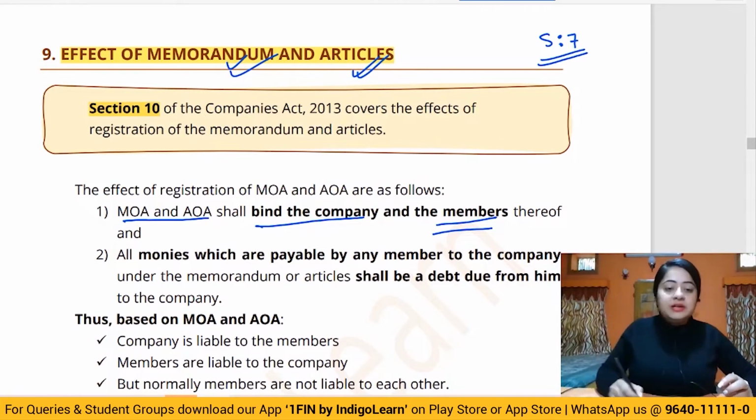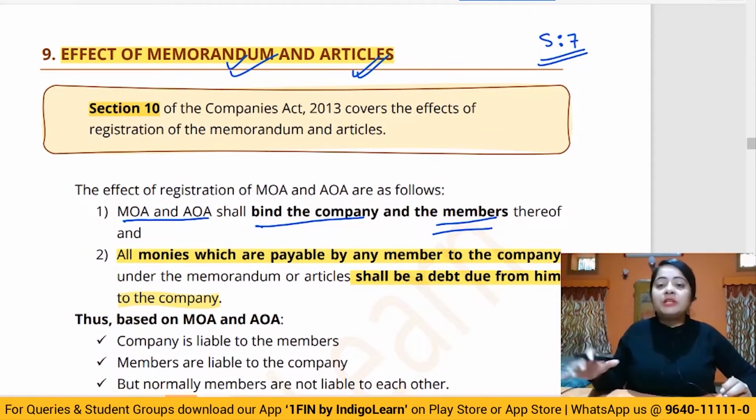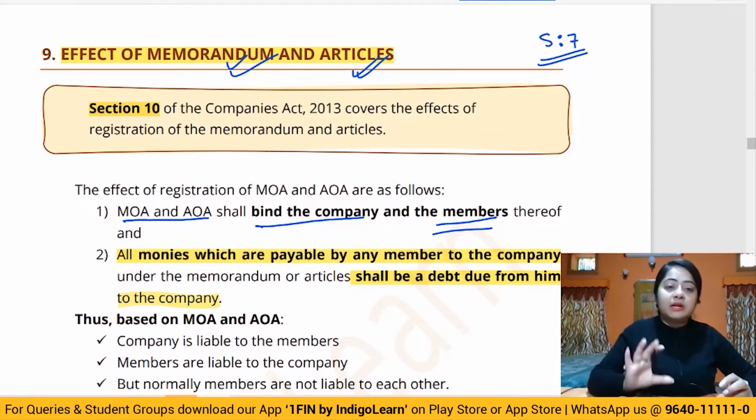They cannot override it. The next thing stated in this section is that all the monies which are payable by the members to the company under the memorandum or the articles shall be a debt due from him to the company. Okay, so that means whatever money the subscribers have paid for the shares that they have subscribed to, it is going to become the duty of the company to eventually repay that money to these subscribers. So basically that money is going to become a debt for the company.